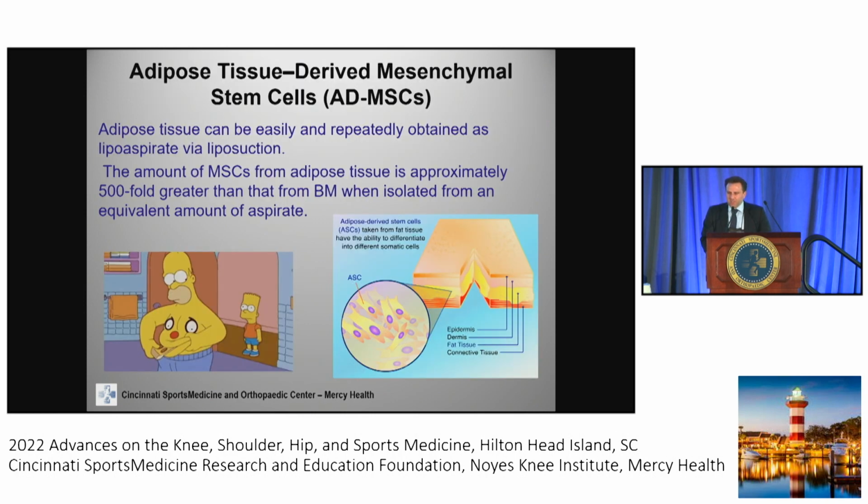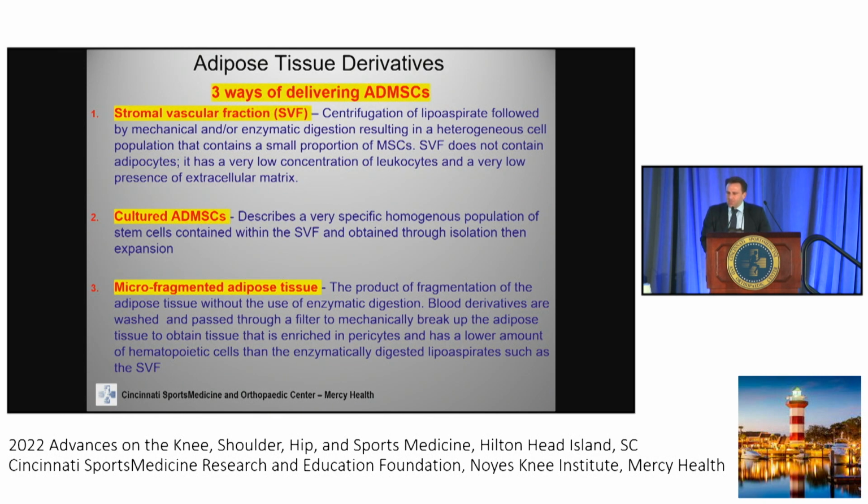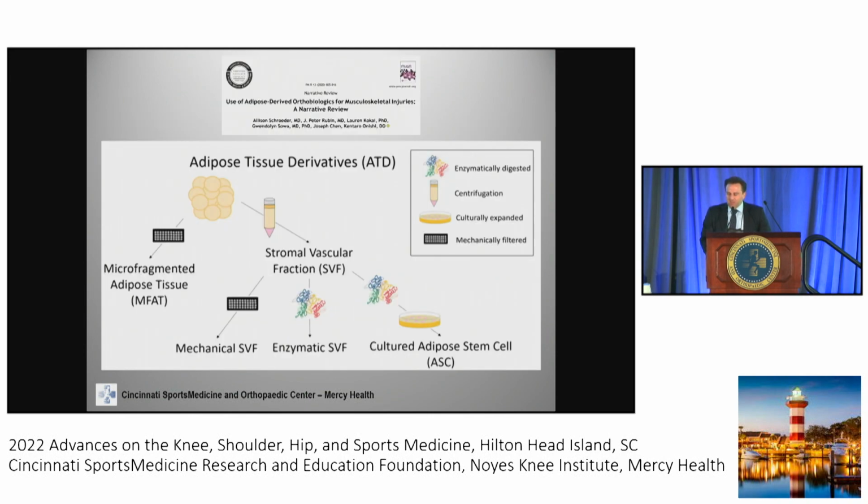Adipose tissue can be easily obtained, and the amount of mesenchymal stem cells in adipose tissue is significantly higher than the equivalent in bone marrow aspirate. There are three different derivatives, and the main one we're going to be focusing on is the microfragmented adipose tissue. This is minimal manipulation. This diagram talks about the different pathways that we can process this lipoaspirate. Microfragmented fat is what we're going to talk about, and with minimal manipulation, it's really the only way we're able to use these cells.